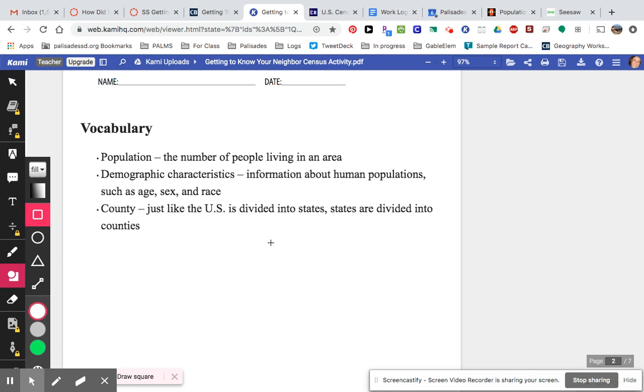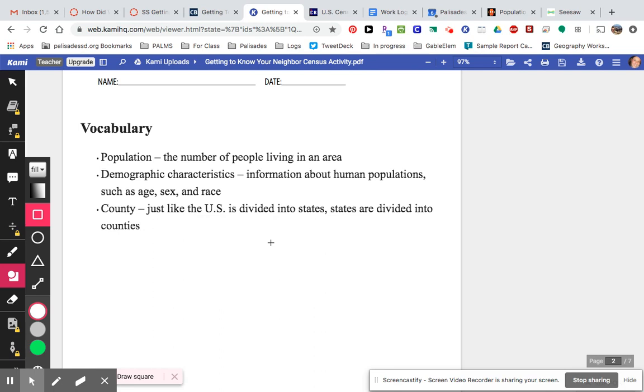So whether it's age, sex, race, income level, education level, languages spoken. There's all kinds of information that you could get about a population, and the census helps us collect some of that. The last thing I just want to make sure that you're aware of is the word county.